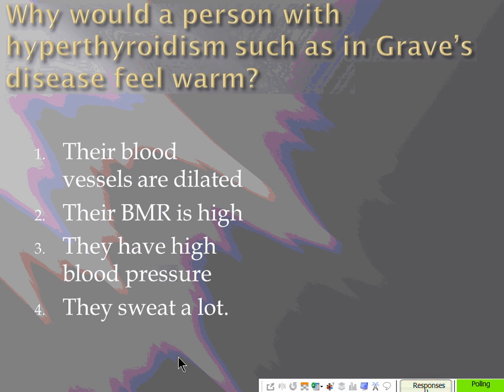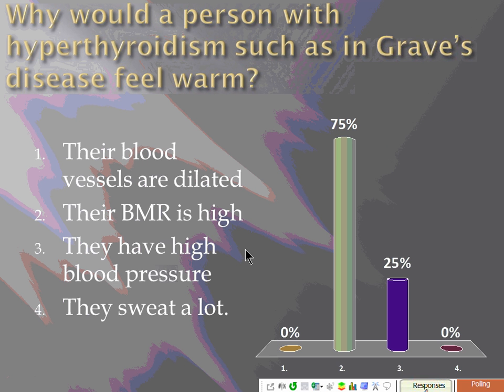Okay, why would a person with hyperthyroidism, such as in Graves' disease, feel warm? The correct answer is yes, their BMR is high. All of these things do happen, but that's not why they feel warm. They feel warm because their metabolism is more. So the basal metabolic rate is increased a lot. When that is increased a lot, then automatically more heat is produced, which is why they feel warm.